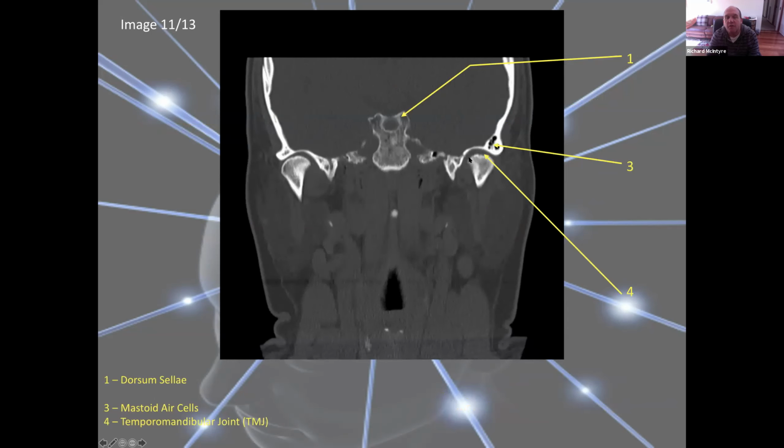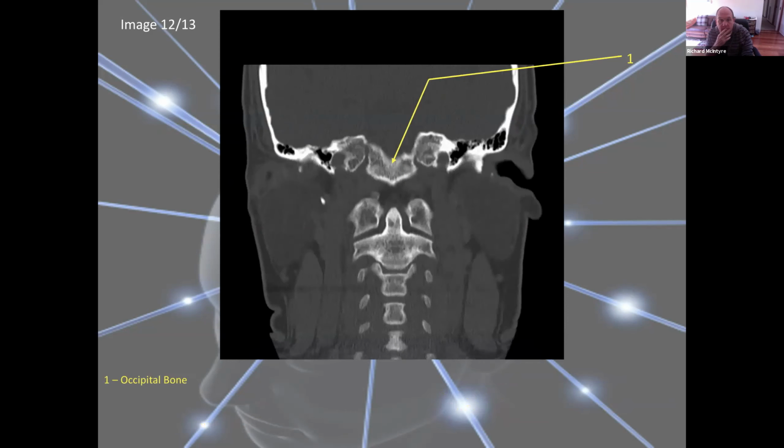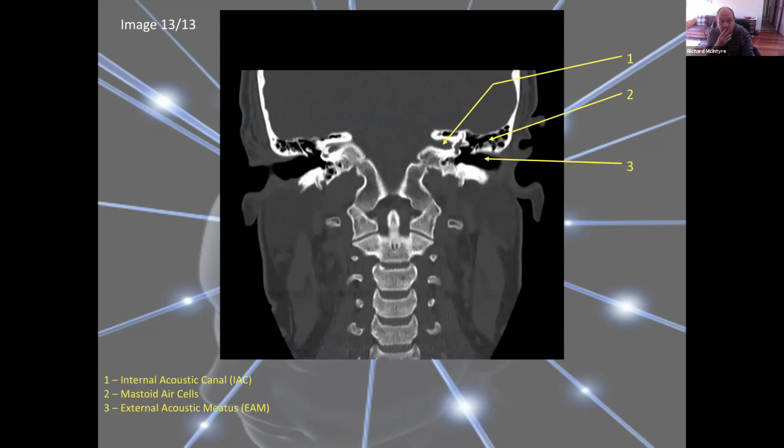TMJs, we saw them on the axial, we saw them on the sagittal, and now we see them on the coronal. Okay, so again, the 7th and 8th nerves are coming out here. We don't see the nerves very well, but we can see the bones very well around them on CT. And of course, we see the canal and we see the mastoid air cells. Then you go and do an MRI to show those nerves very well, the actual nerves very well.